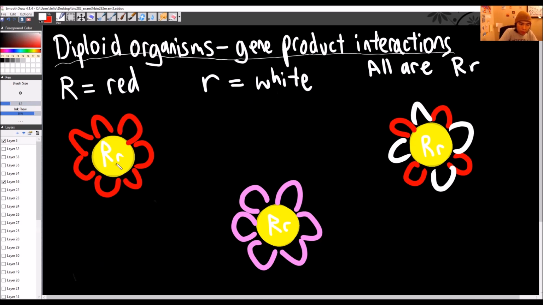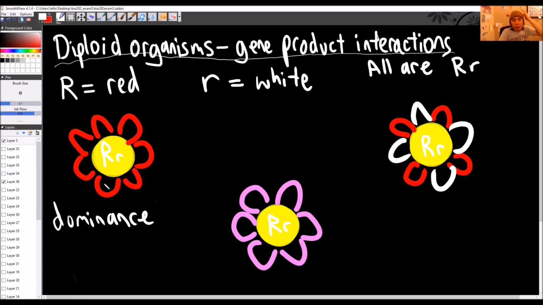Okay, so looking at this example, we see that even though each one of them is heterozygous, meaning you don't have two dominants or two recessives, this one is completely red. We don't see any hint of white in there. So this is a case of classic dominance. What could be a biological explanation for this?